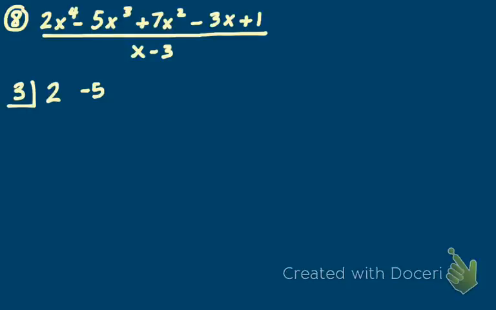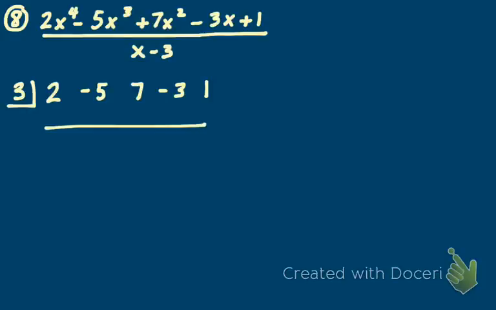And when you write these on your paper, you want to make sure that you leave some space, because if you get them too bunched up together, it just makes a mess. So 2, -5, 7, -3, 1. Because we have a 4, 3, 2, 1, 0 power. Everything's there. No zeros are needed on this one.